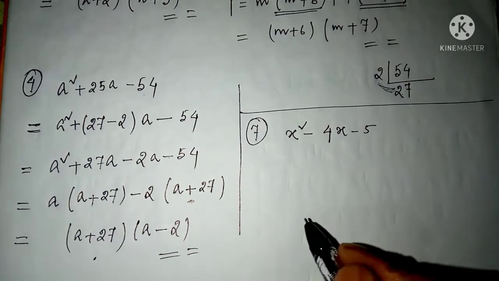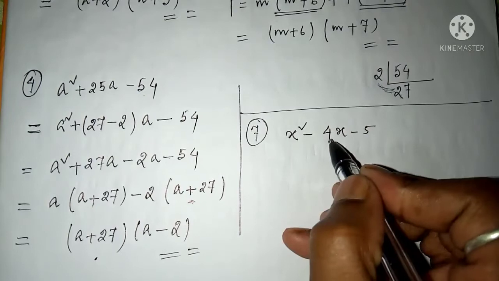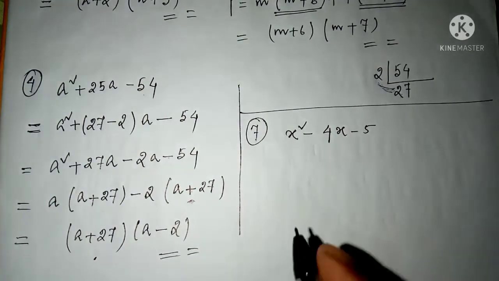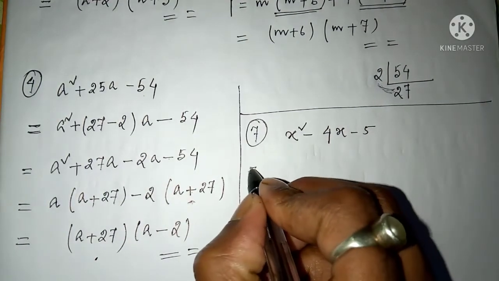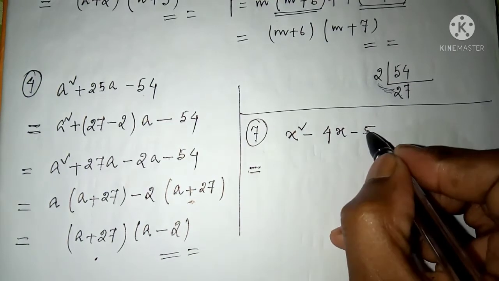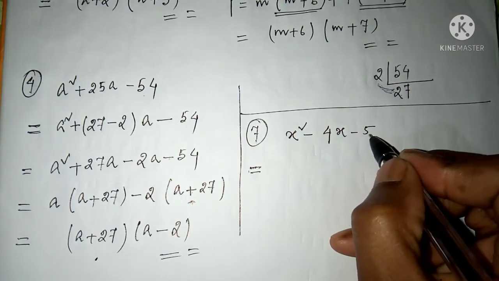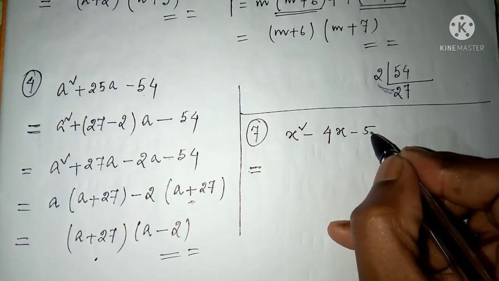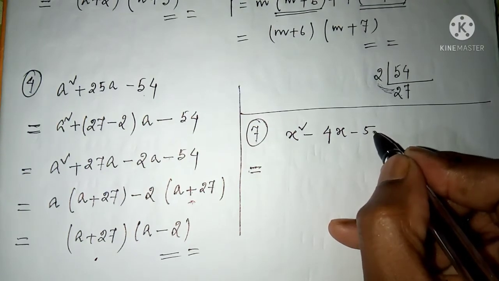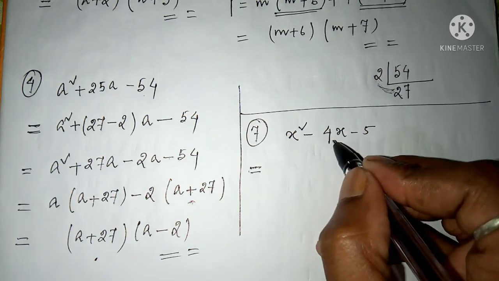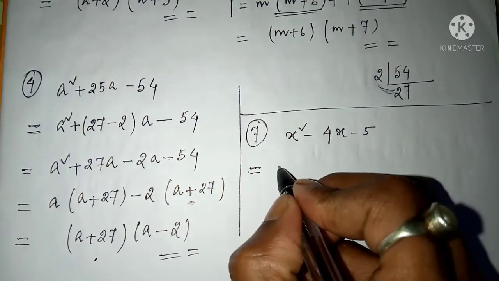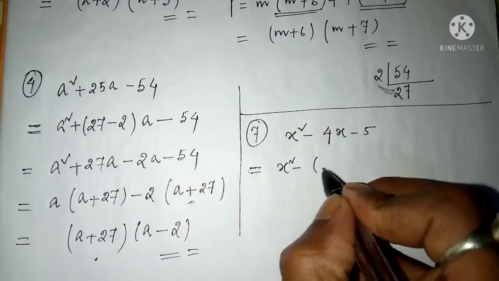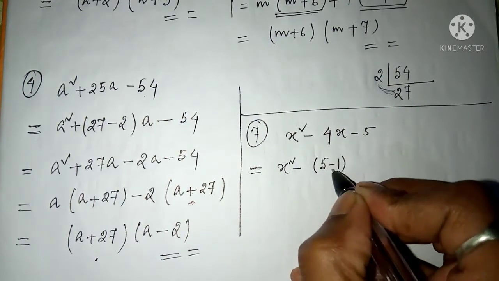Now see, this is our 7th number question, that is x square minus 4x minus 5. So our first work is to see the third term, that is 5. Now what are the factors of 5? That is 1 and 5 only. Now 1 into 5 is 5, and 5 minus 1 is 4. That means this time I need to subtract. This 5 minus 1 gives me 4.